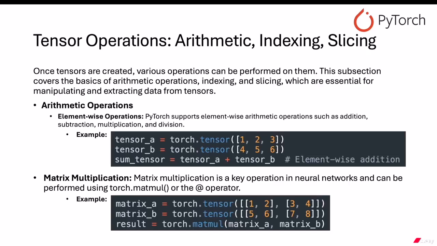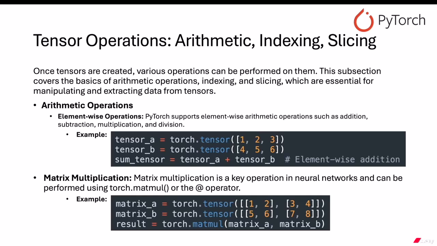Tensor operations: arithmetic, indexing and slicing. Once tensors are created, various operations can be performed on them. This subsection covers the basics of arithmetic operations, indexing and slicing, which are essential for manipulating and extracting data from tensors. Let's look at arithmetic operations. Element-wise operations. PyTorch supports element-wise arithmetic operations such as addition, subtraction, multiplication, and division.